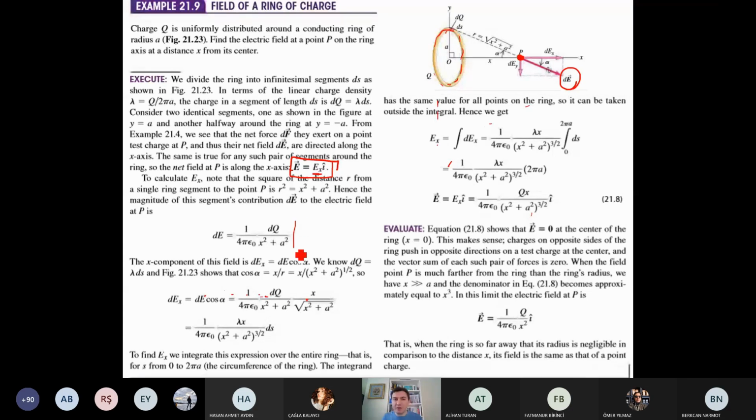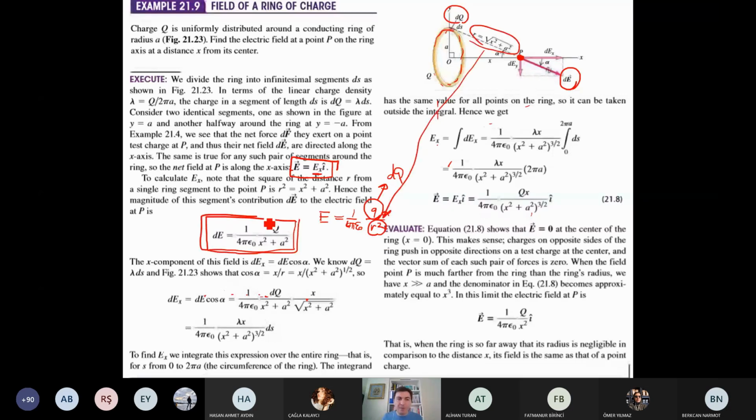So then what about dE? Remember the electric field formula. The electric field formula is this one: 1 over 4 pi epsilon 0 times q over r squared, right? What about the charge of the source? Here, the charge of the source is dq, and instead of q, just use dq. What about the distance r? R is given here. Just put this one here. Then we will have this expression. This is the electric field produced by a very small segment of the ring at this point.